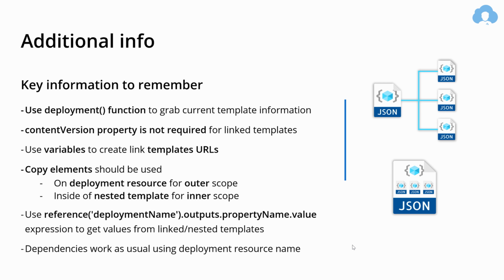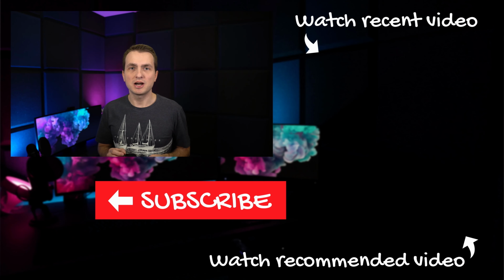And for the last part, if you want to use dependencies, you can still use dependencies on the deployment itself. Just use the depends on section and then pass the name of the deployment, the nested deployment that you want to be dependent on. And that pretty much concludes our video on nested and linked templates. As you see, it's a very powerful feature for you to modularize your template so that you can deliver enterprise-grade ready ARM templates for your organization. But for today, that's it.